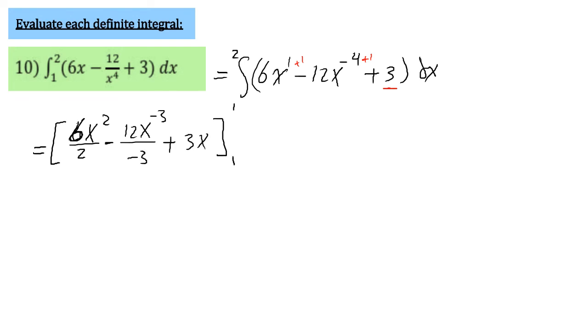I don't want to write c because I have a definite integral here. So 6 divided by 2 is 3, so it's 3x squared. Negative times negative is positive. 12 divided by 3 is 4. x to the power of negative 3 plus 3x.